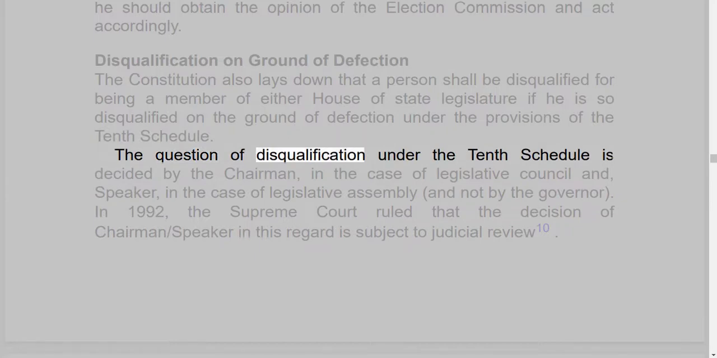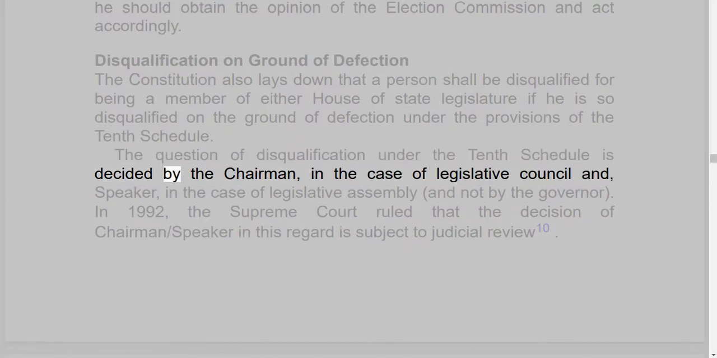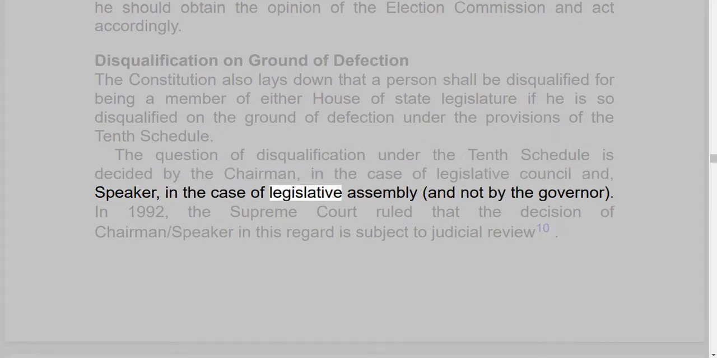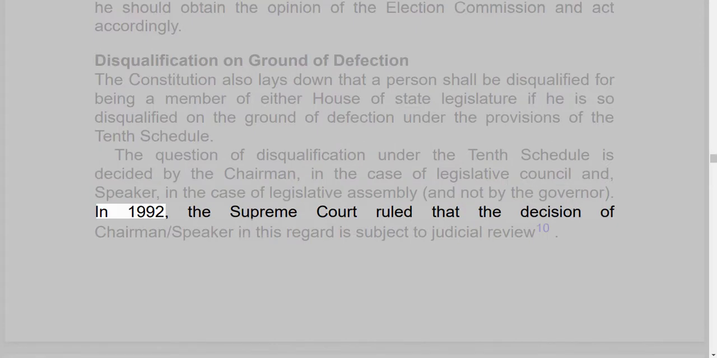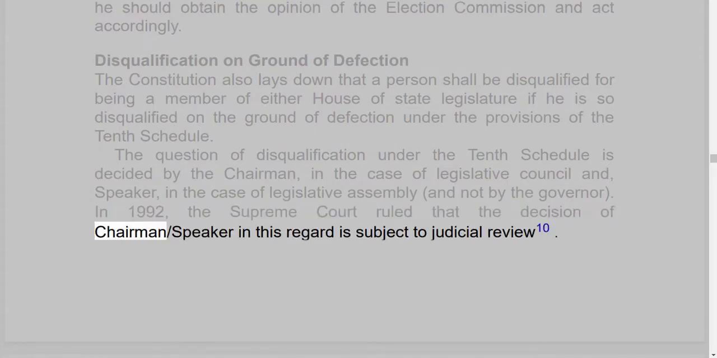The question of disqualification under the 10th Schedule is decided by the Chairman in the case of Legislative Council and Speaker in the case of Legislative Assembly, and not by the Governor. In 1992, the Supreme Court ruled that the decision of the Chairman/Speaker in this regard is subject to judicial review.